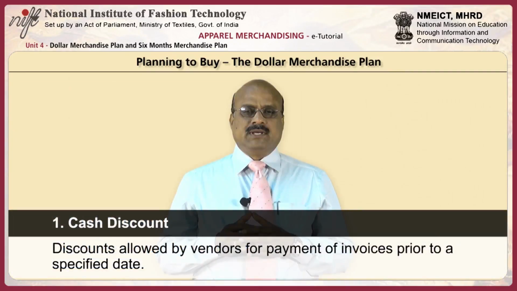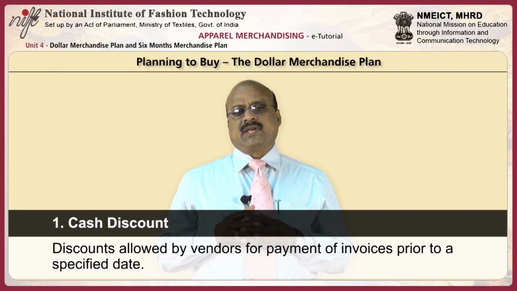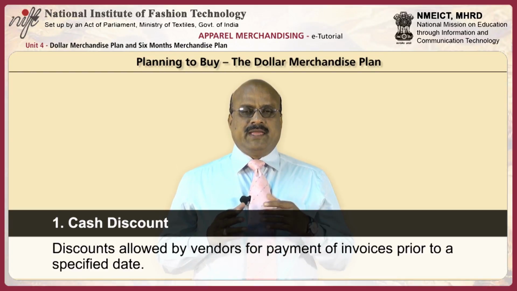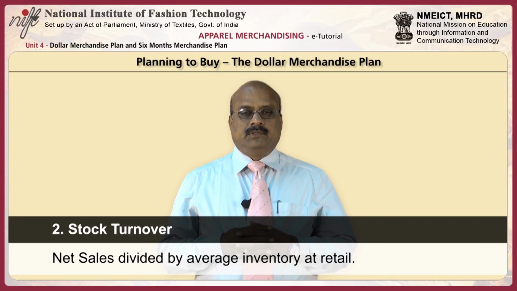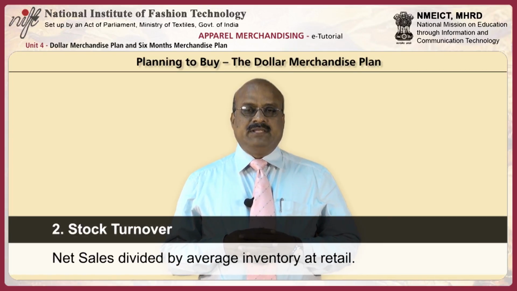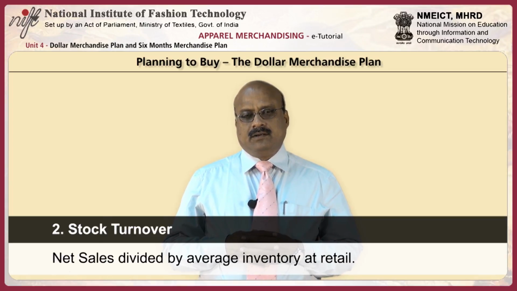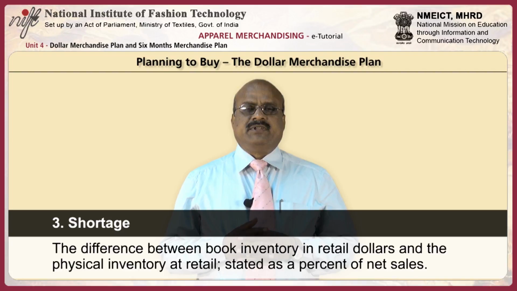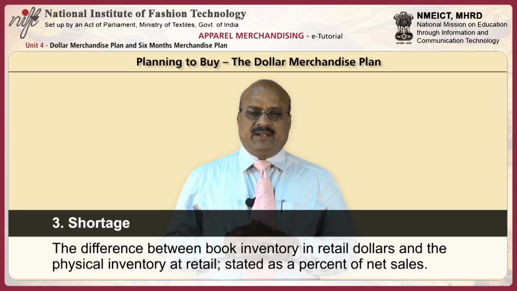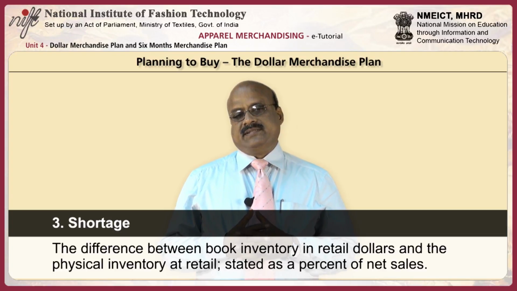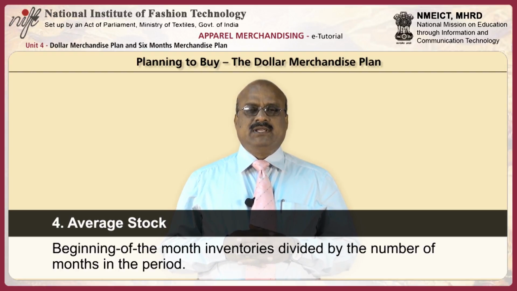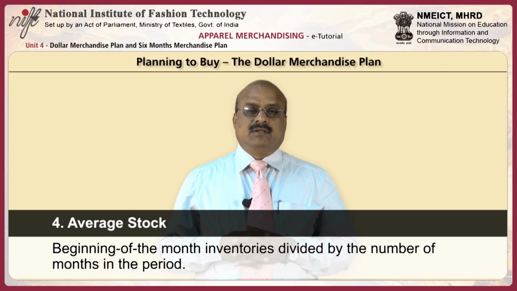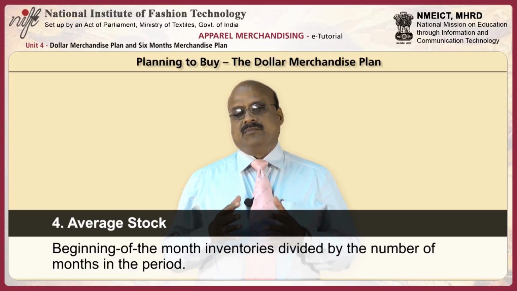It includes cash discount. These are the discounts allowed by the vendors for payments of invoices prior to a specified date. Then stock turnover. It is the net sales divided by average inventory at retail. Then we have shortage. This is the difference between book inventory in retail dollars and physical inventory at retail, stated as a percentage of net sales. Average stock. This can be calculated using the beginning of the month inventories divided by the number of months of the period.